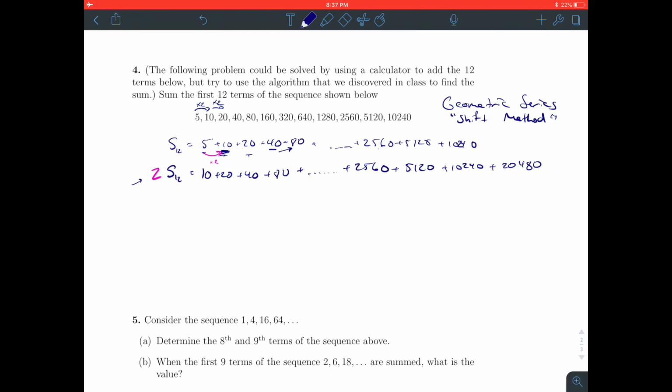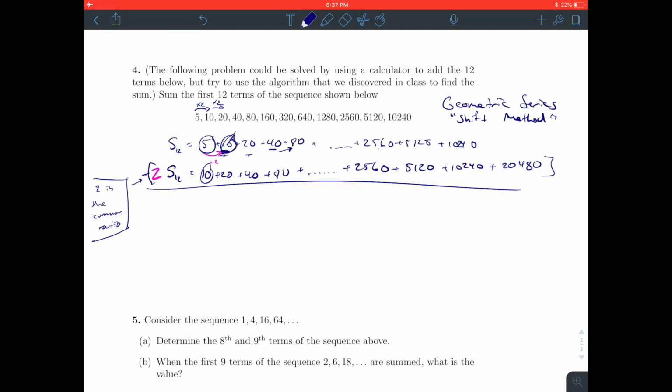So the second group represents 2 times the initial sequence. And the reason why we did 2 times it is 2 will shift each term to the next term because 2 is the common ratio. So this number will be different in different problems. Now here, because we have so many common terms, the 10 and the 10, we'll subtract them instead of adding them. 10 minus 10, 20 minus 20, 40 minus 40, 80 minus 80. All the common terms cancel out, leaving us with s sub 12 minus 2 s sub 12. Well, we had one of them. We subtracted 2. That leaves us with negative 1 s sub 12 equals 5 minus 20,480.